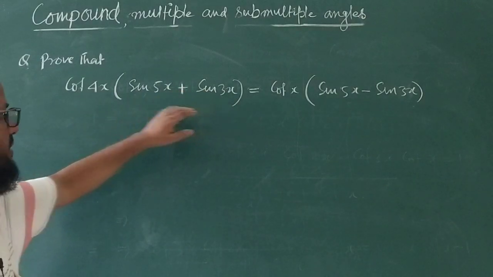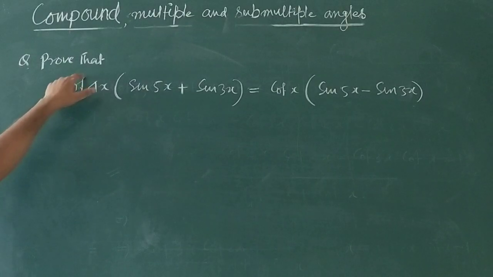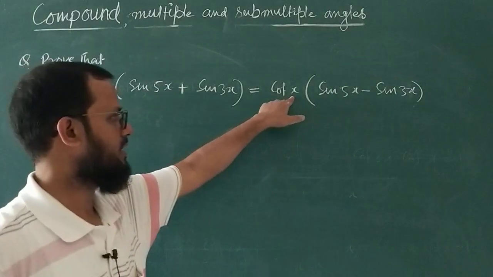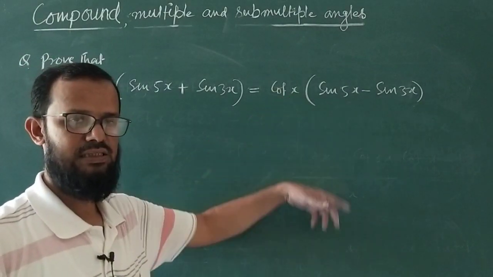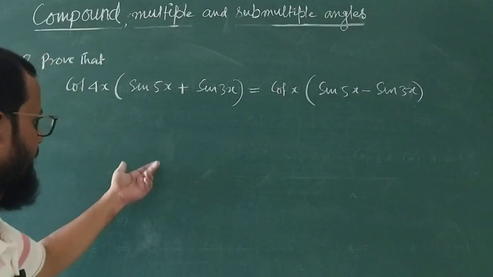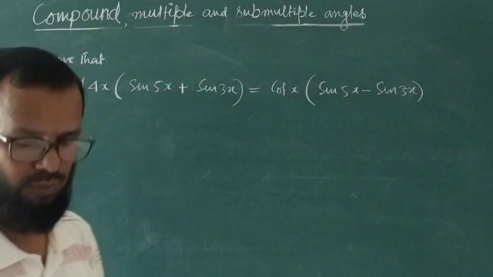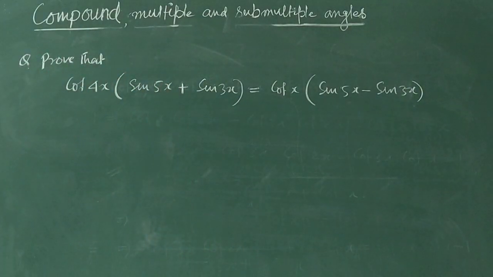After expressing this you express cot 4x. cot 4x क्या होगा? cos 4x by sin 4x, and right hand side में क्या होगा? cos x by sin x, and then you see some term will be cancelled, and you will get a particular term in the left hand side and a particular term in the right hand side, and both will be equal. Left hand side is equal to what? Right hand side. This is the hint of the problem.